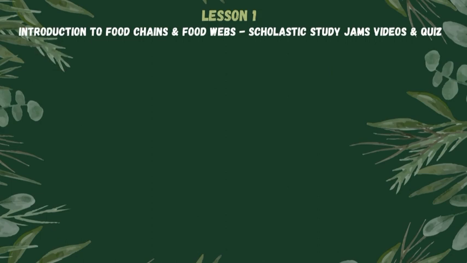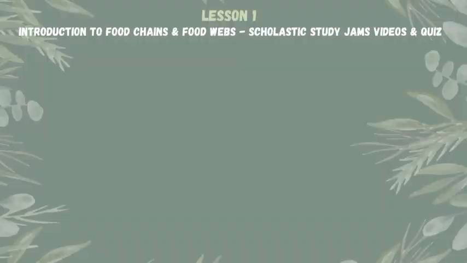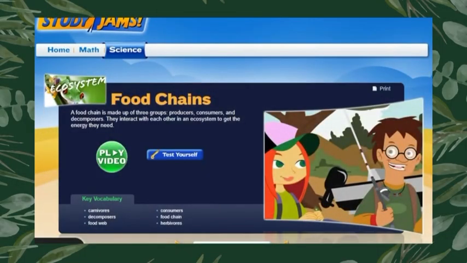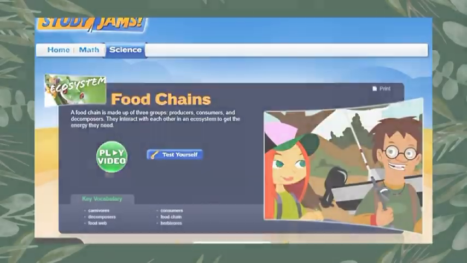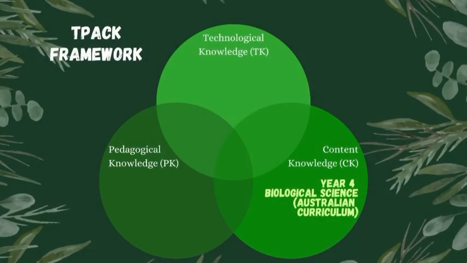To start their unit, I would get them engaged straight away by showing them some videos online related to the topic, like Study Jams, which is a Scholastic program. It provides a full range of different educational videos that students can either watch on their iPad or school laptop, or it could be viewed as a class and has a quiz at the end to test their knowledge from watching the video.